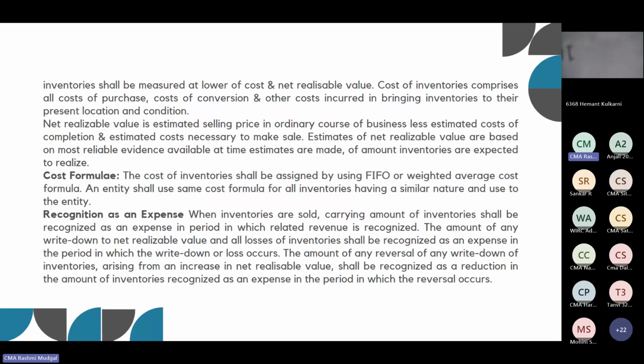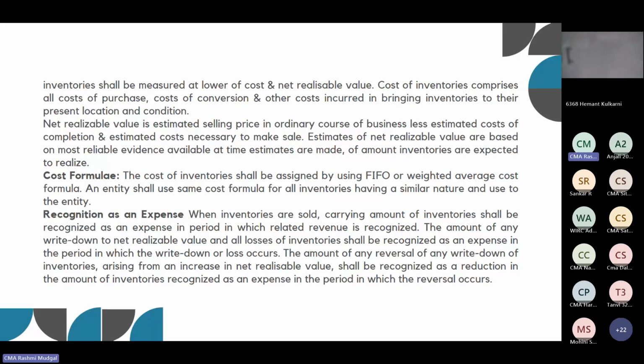Okay, what happens here? Cost of inventory comprises all costs of purchase, costs of conversion, and other costs incurred in bringing the inventories to their present location and condition. If I am paying freight to bring the inventories to my factory area, I will add it to my inventory. If I need to put in some AC, or pay something to keep the stored goods' value intact, those expenses will also be included in the inventory.